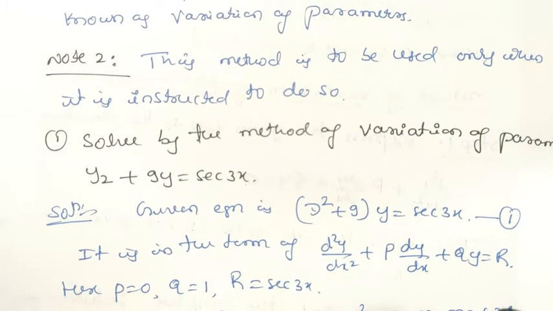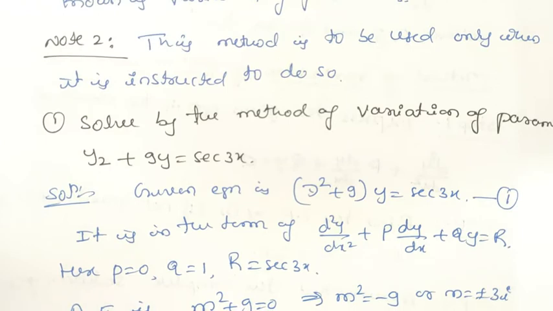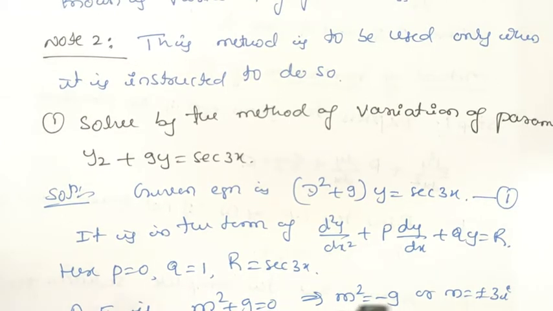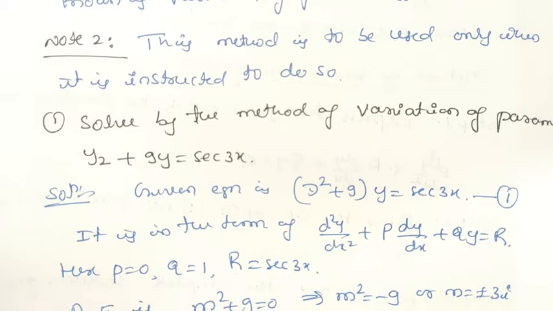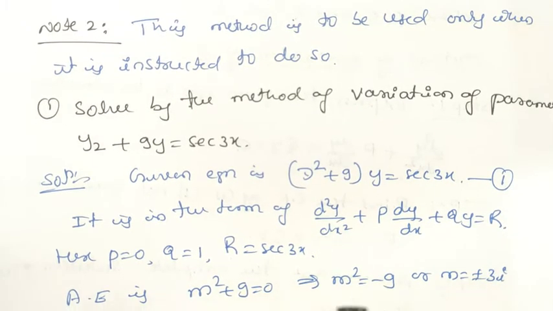Solve by the method of variation of parameters: d2 plus 9 of y is equal to sec 3x. Here you first write the given equation, that is, d2 plus 9 of y is equal to sec 3x. It should be in the form d2y by dx square plus p dy by dx plus qy is equal to 0. Here p is 0, because we don't have any dy by dx term.